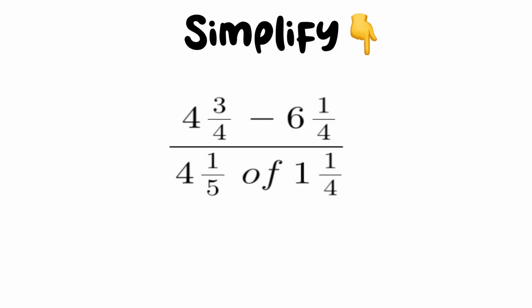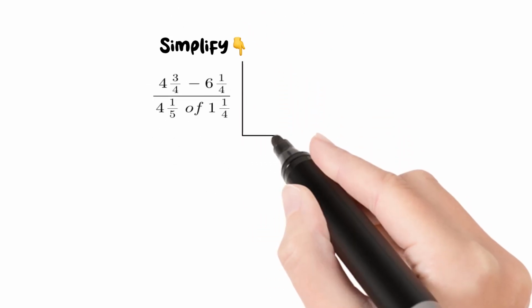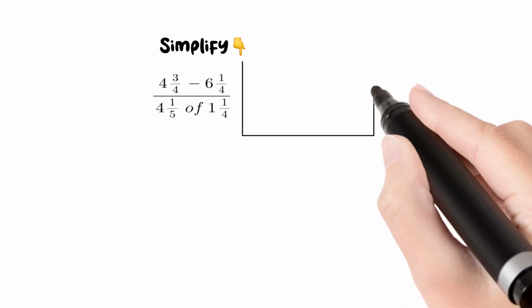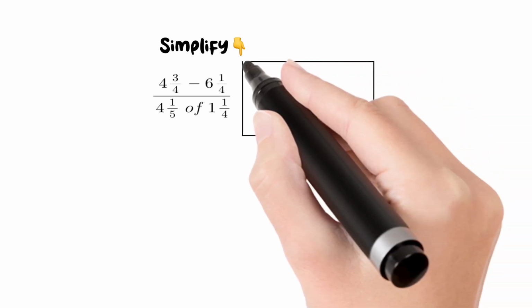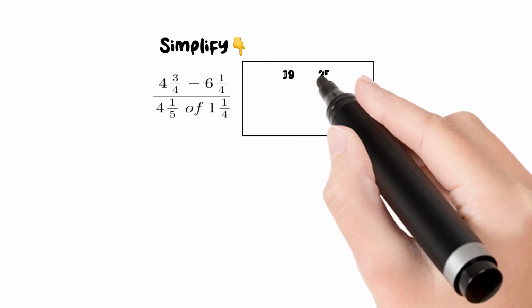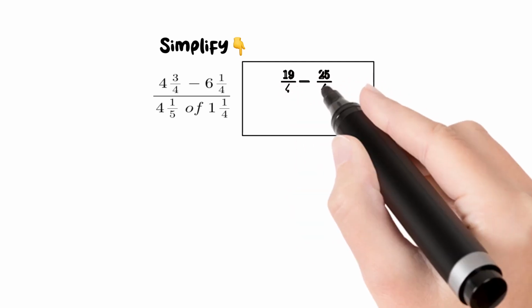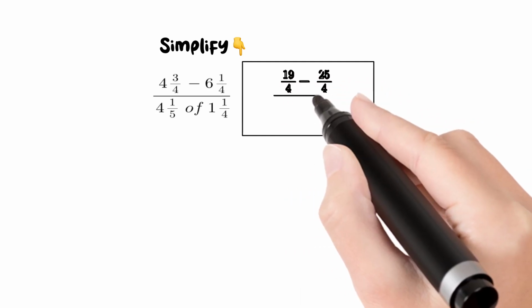So we have 4 times 4 plus 3 equal 19, and this gives us 19 over 4. 6 times 4 plus 1 equal 25. This gives us 25 over 4.